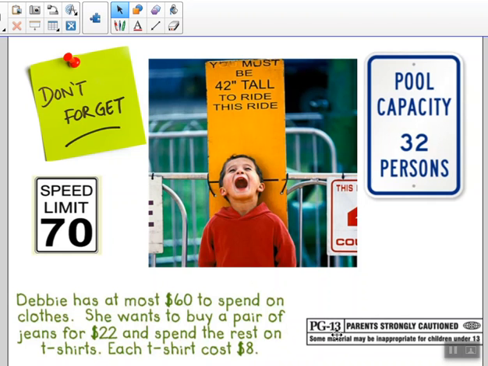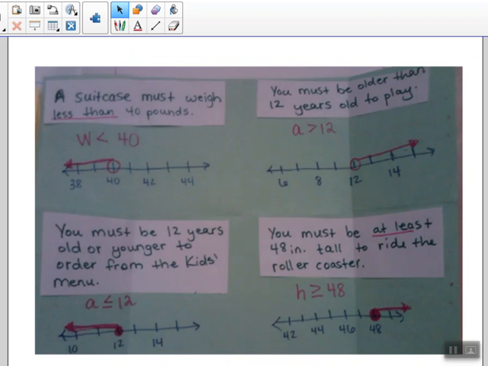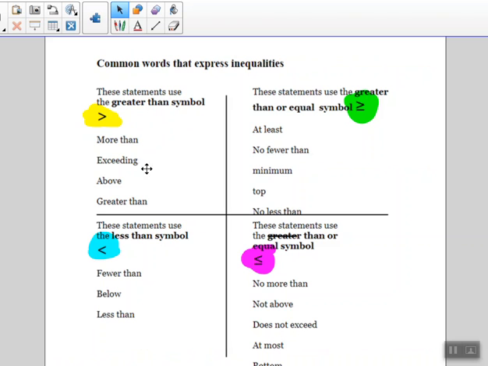Now notice I'm kind of emphasizing some words here because a lot of times when we talk about inequalities, we're referencing inequalities without even really knowing it, okay? Like if we say more than or exceeding or above or if something's greater than, you're probably talking about that inequality symbol. Or if we talk about at least, no fewer than, there's a minimum that you must have, the top number that is allowed. No less than, you're probably talking about the greater than or equal to symbol, okay?